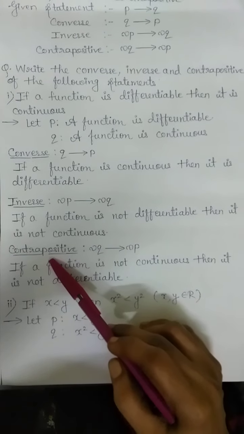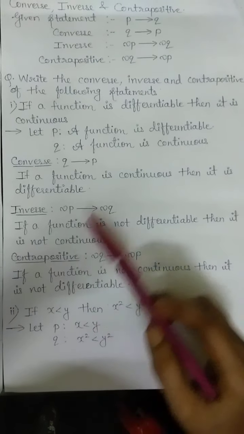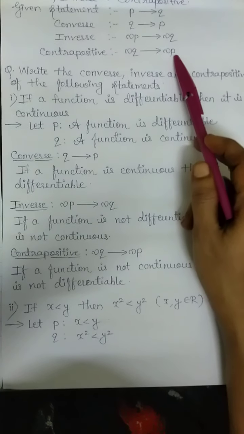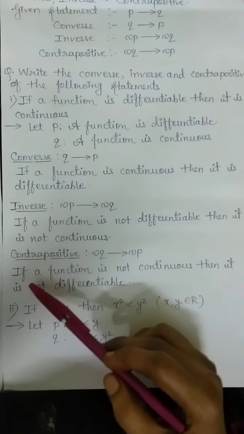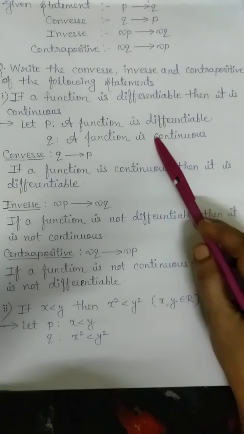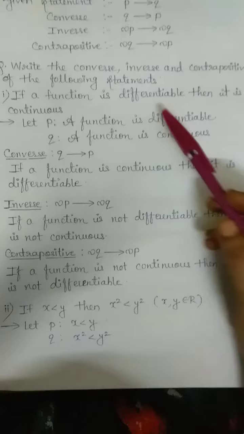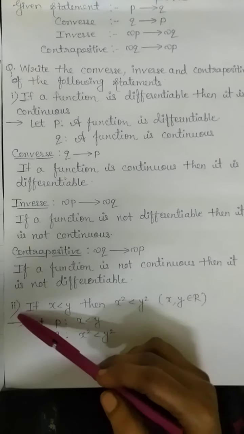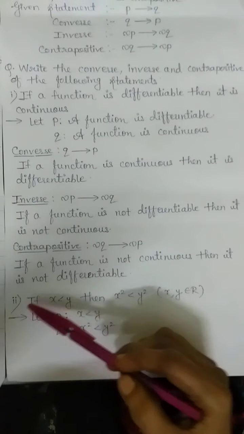Now contrapositive is given by negation of Q implies negation of P. So again we require a negative statement. So if a function is not continuous then it is not differentiable. Now one more example we will consider.